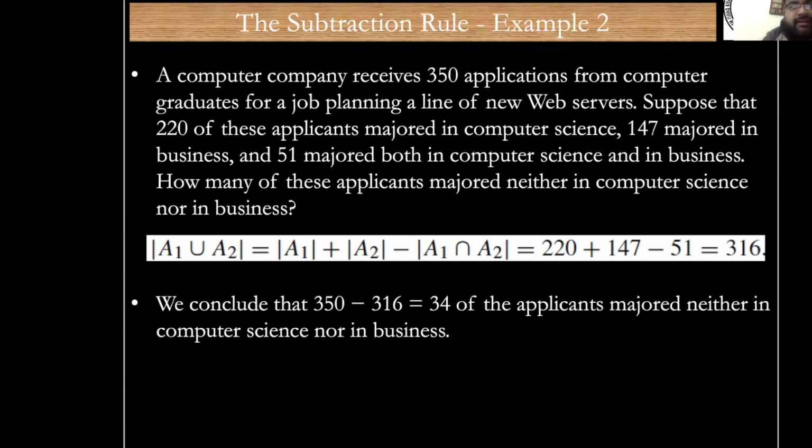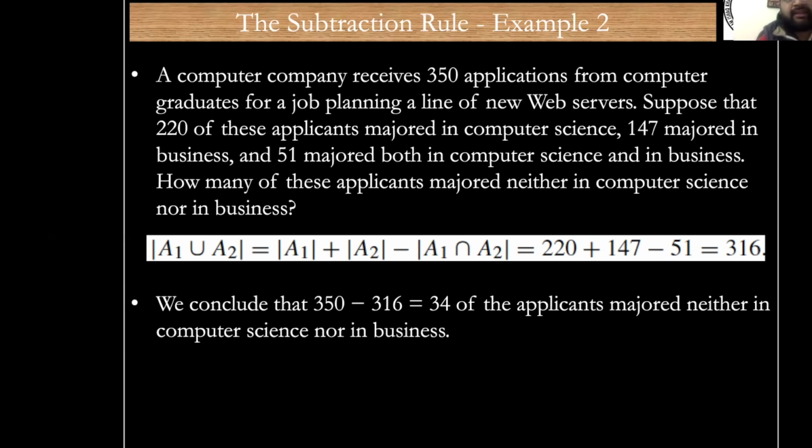Okay, so the question here is, there are 350 applications in total. Suppose that 220 of these applicants majored in computer science, 147 majored in business. So if I just talk about the number of people who have majored in computer science or in business or both, that is simply going to be 220 plus 147, which is 367 different applicants. But you need to remember that some of these have majored both in computer science and in business. So from this 367, you need to subtract 51. 367 minus 51 gives us 316.